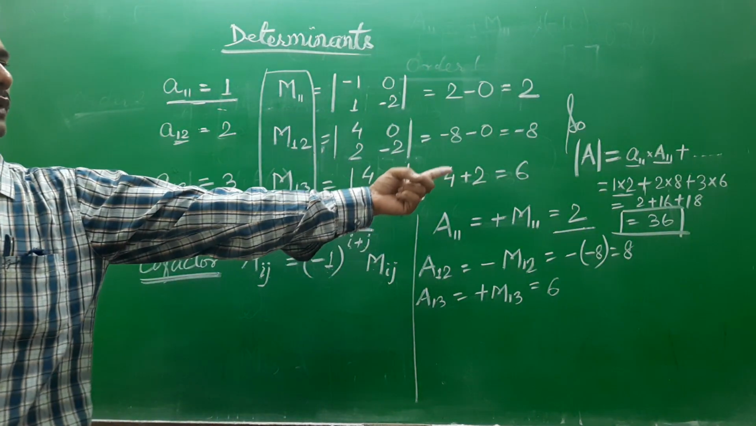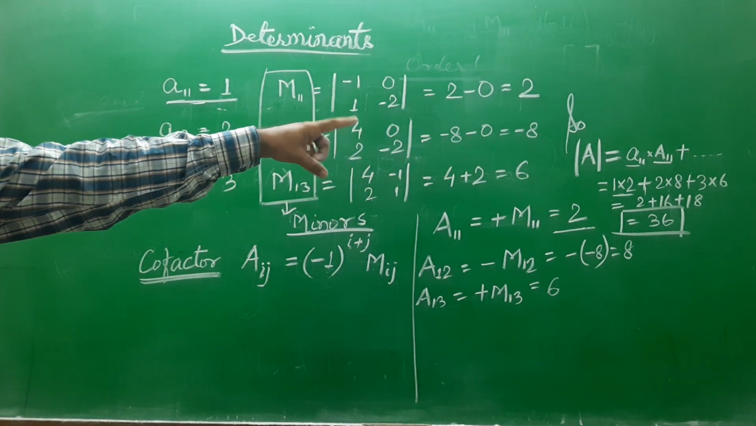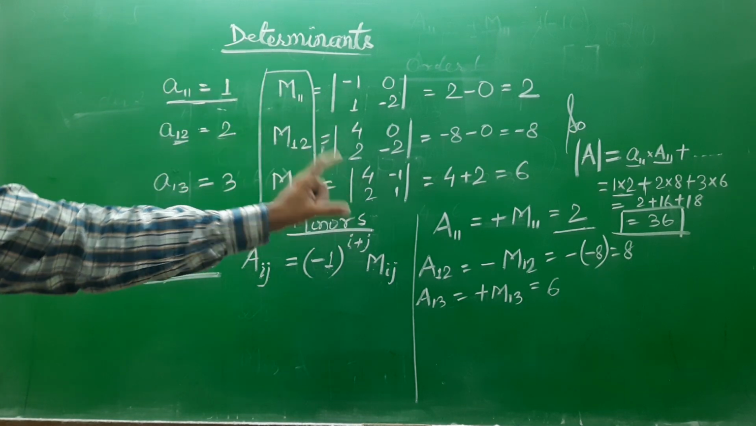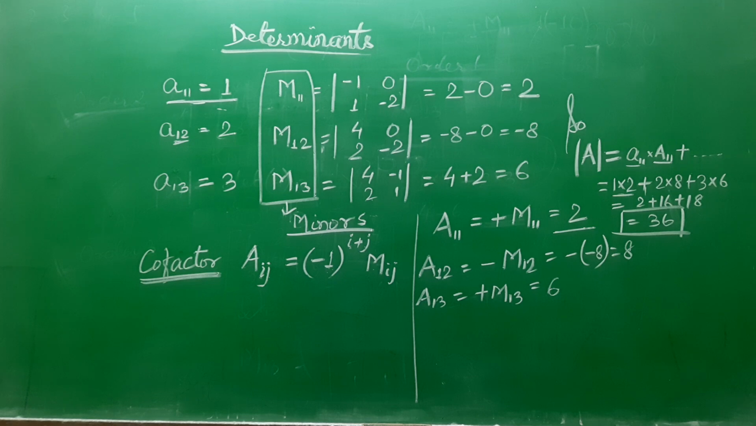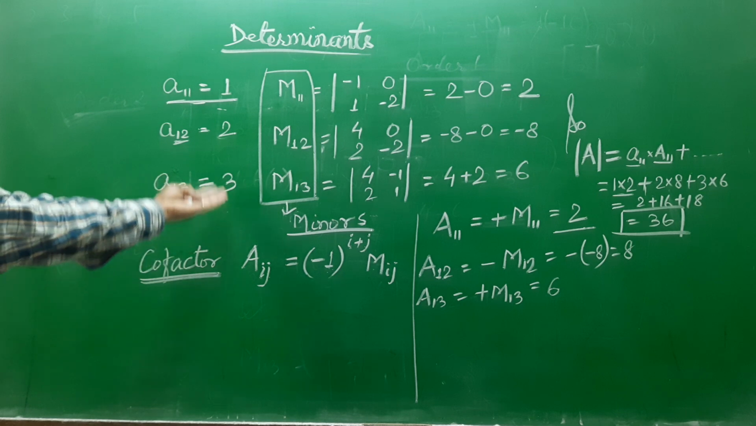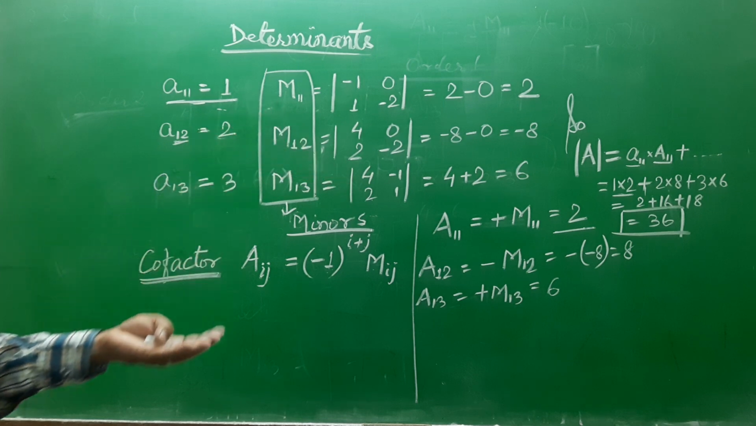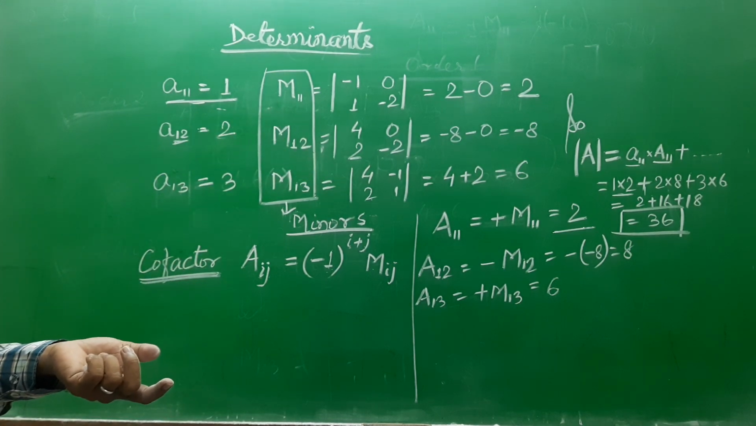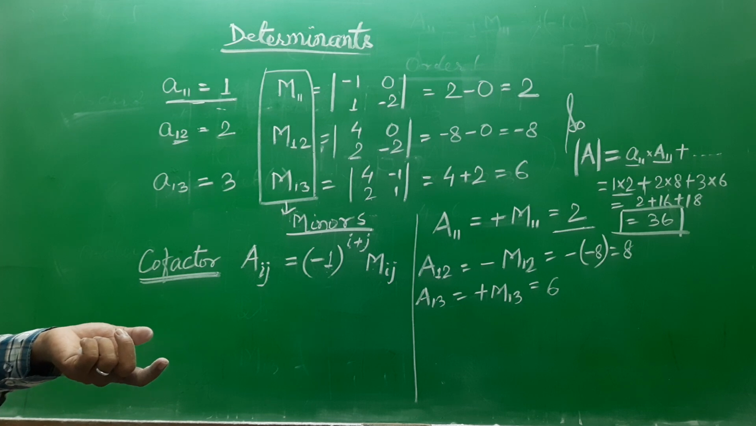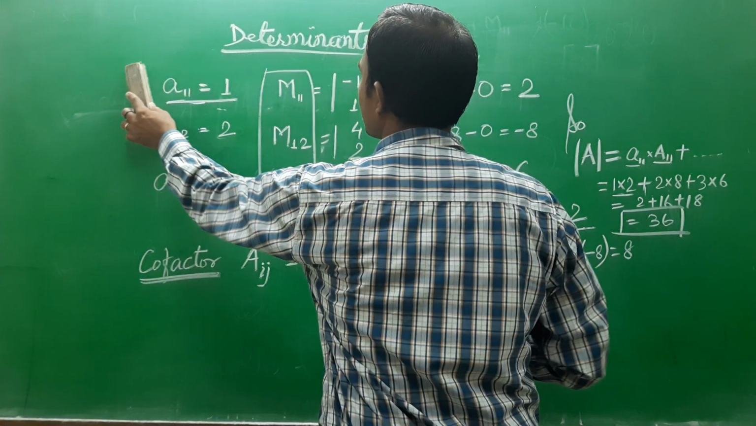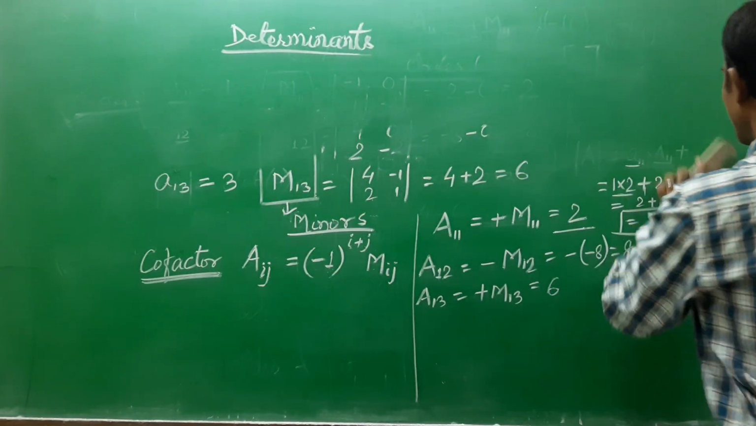And finally, what is the determinant of order 3? The sum of products of elements with their cofactors of one row or one column, any one. It's up to you; you can select. Here I selected the first row. Now you can select the first column and check whether you get the same result or not. Based on this, I am going to give one example.